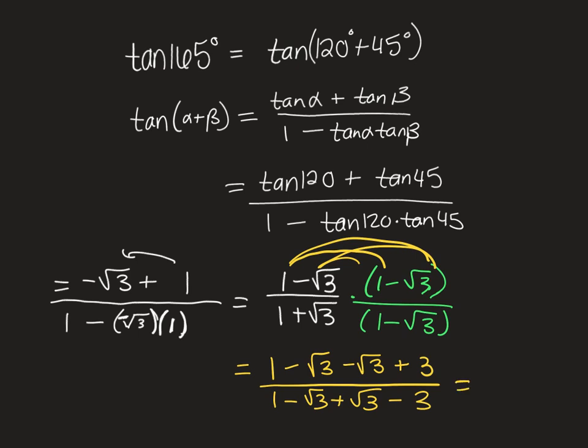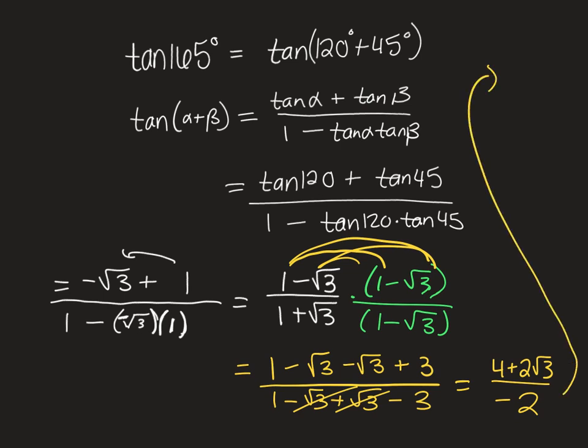So then on top, we get 4 plus 2 square root of 3. And on the bottom, we get a negative 2. So that is going to simplify down because we can divide out a 2. Negative 2 minus the square root of 3.